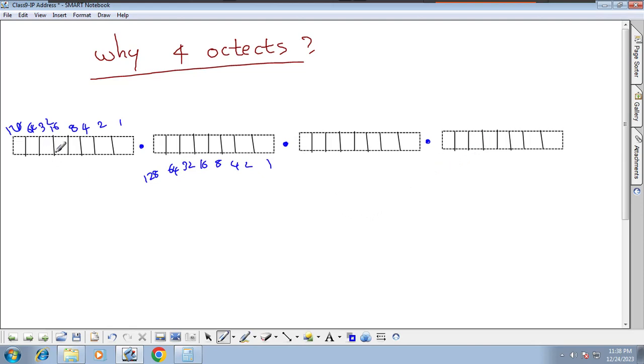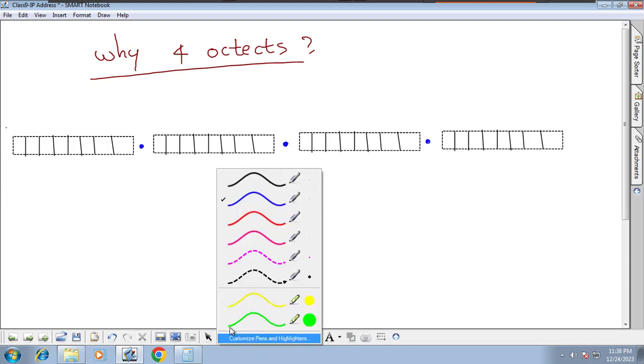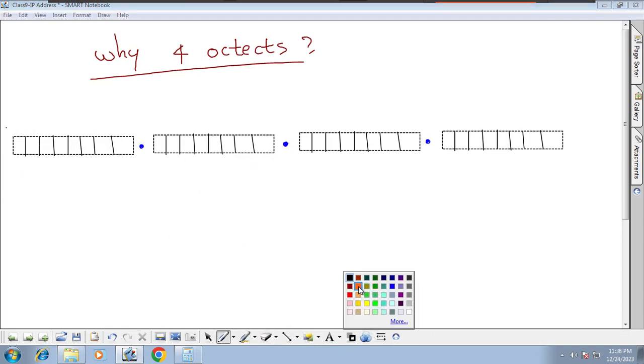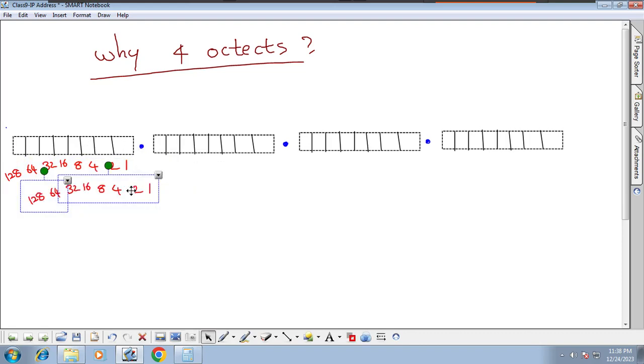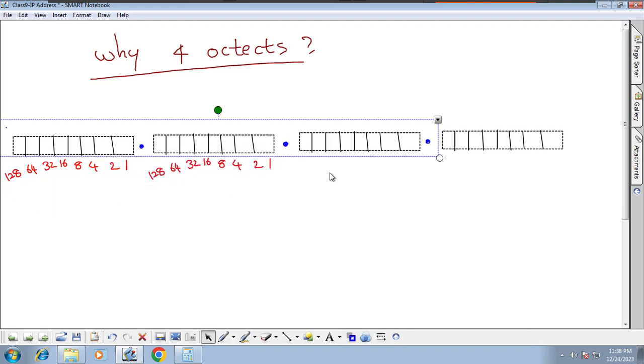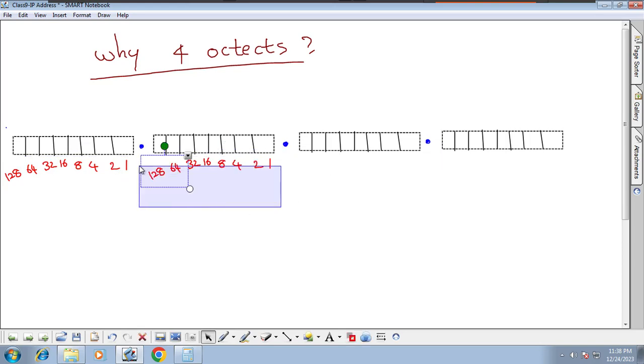So if you apply, just give me 1 minute, I will write it in a proper way so that you can understand easily. I'm going to give these notes: 64, 32, 16, 8, 4, 2, 1. These are the digit values of each octet. These are the digit values of each octet.